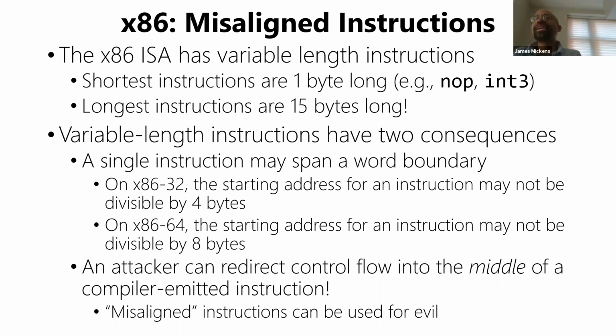And it may be that if we jump to a misaligned offset, then there's actually an instruction there, or maybe multiple instructions that will successfully decode. And so even if the compiler didn't believe that it was emitting some category of instructions, using these misaligned jumps, the attacker can quote unquote discover instructions or gadgets that can be used for evil.